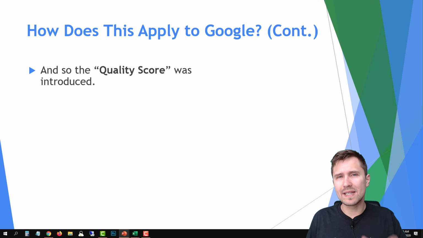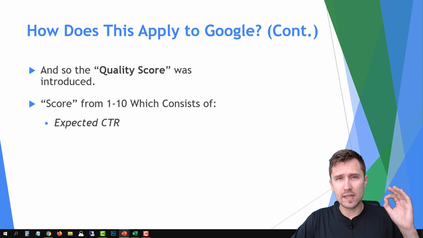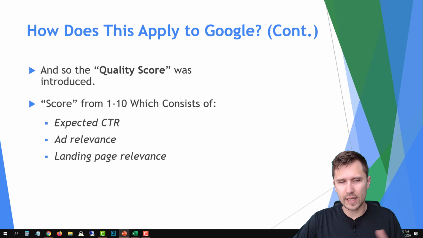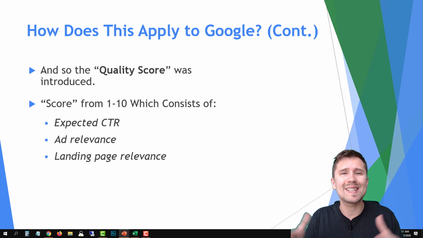But quality score is simply a means to an end. It is not the whole equation. So a quality score is a score from 1 to 10, which consists of expected CTR, ad relevance, and landing page relevance. So let's go through that a little bit. So expected CTR is the expected click-through rate. So out of all the impressions that you get, what is the expected click-through rate?